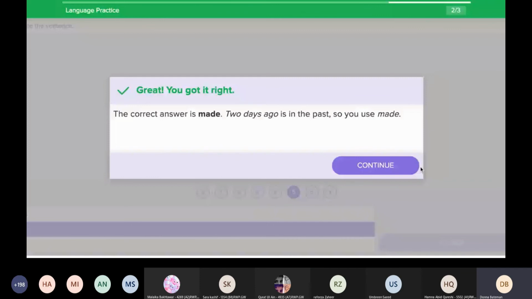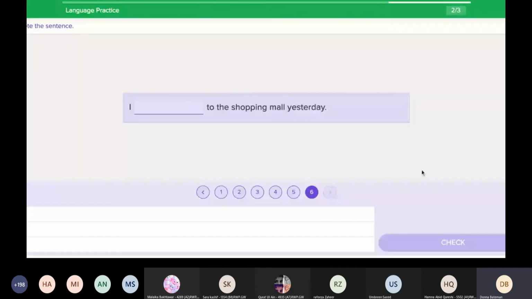Next one, number 6. I blank to the shopping mall yesterday. Went, goes, go. Okay, we're talking about yesterday. So again, obviously all of these are past.